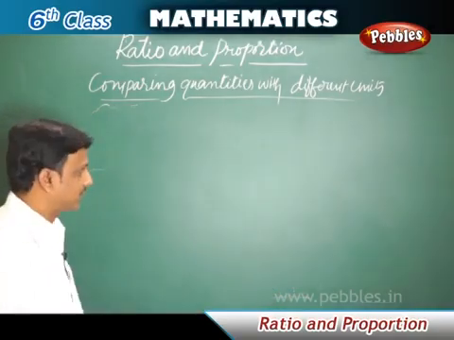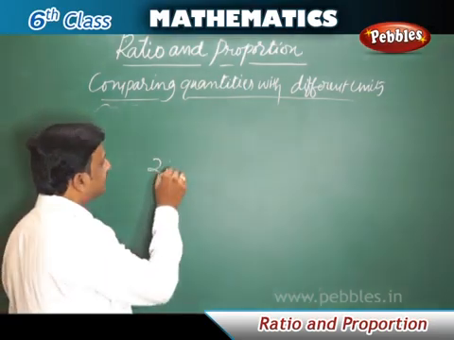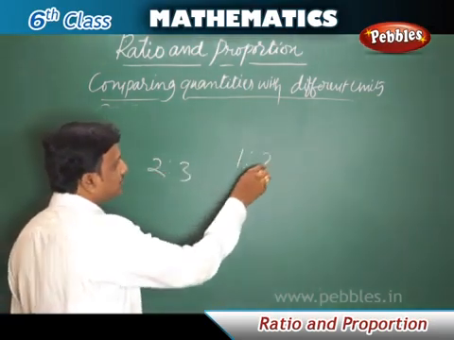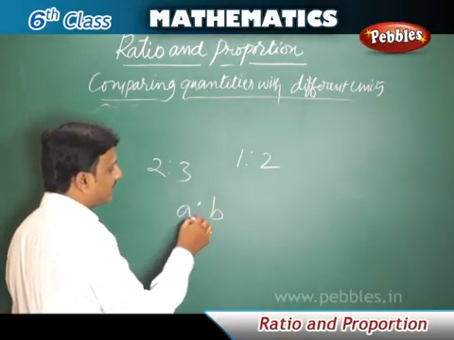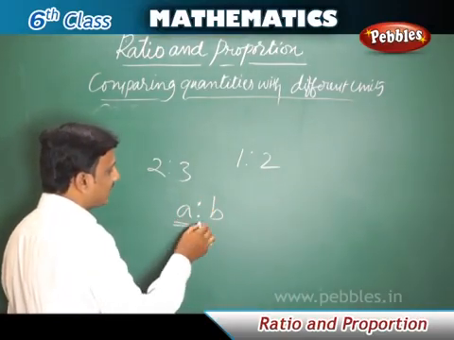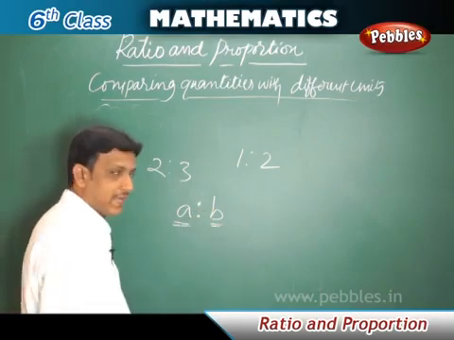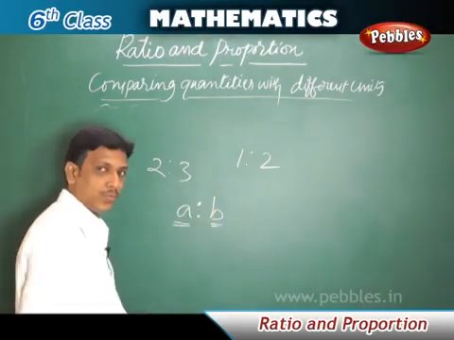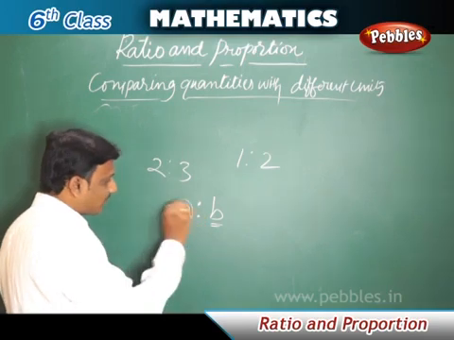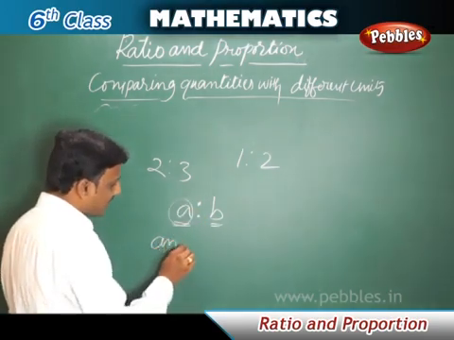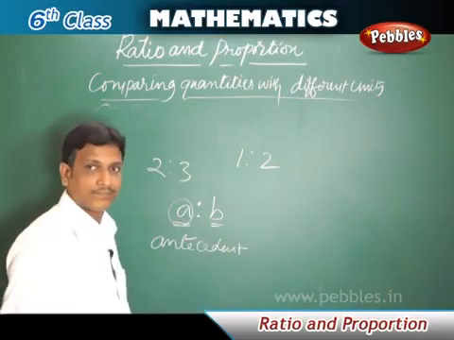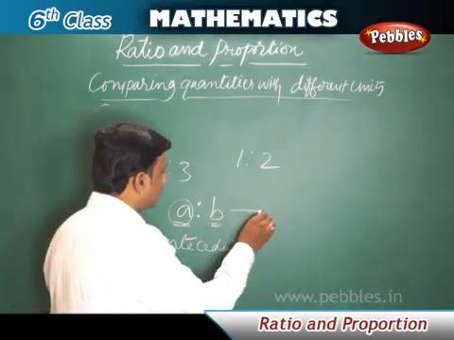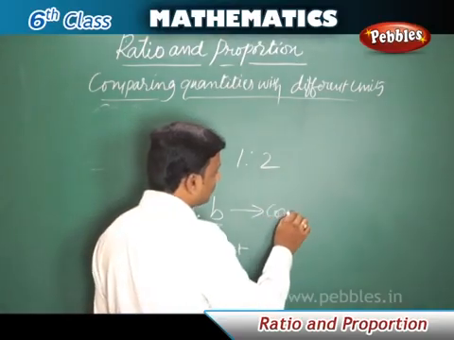While writing ratios, we use 2 is to 3, 1 is to 2, A is to B. Here, when we are comparing two different quantities, then we say A is to B. We use "is to". And the first term of this ratio is called the antecedent, whereas the second term is called the consequent.